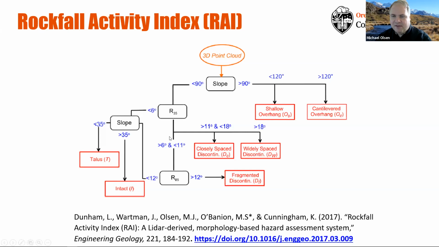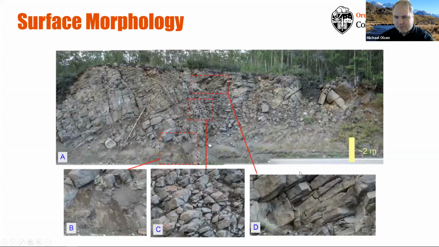If it is rough, then we can make some computations based off the spacing of the discontinuities and how much fragmentation is going on in the rock. That gives us an idea of what the activity rates or failure rates would be associated with each of these categories. We do this classification based off that.